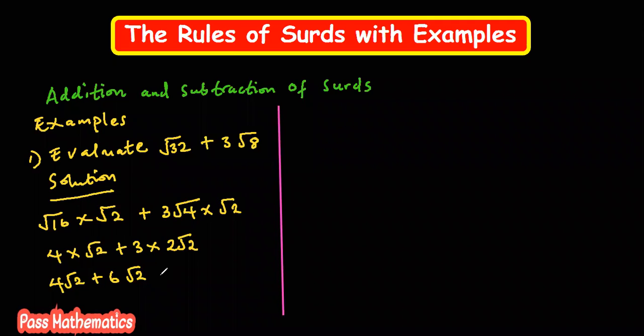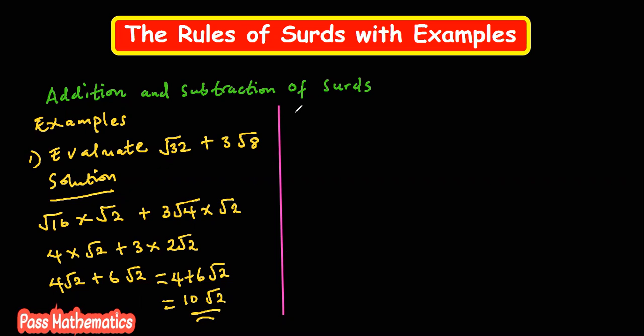So this is equal to 4 plus 6. We just pick one of the roots since they are similar, and then our answer is 10 root 2. This is very simple to solve. Okay, let's take another example and see how we can tackle it.